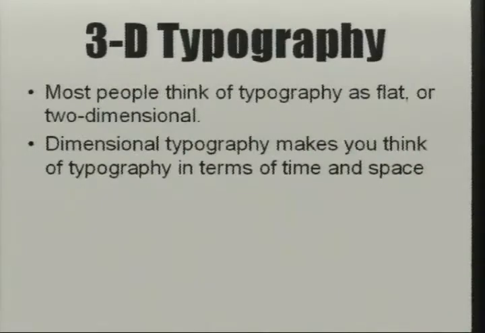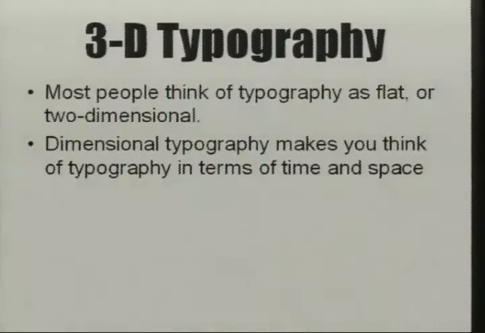Let's see. In my synopsis, I had something about discussing 3D typography. Now, this is something that I've just gotten into recently. Most people think typography is flat or two-dimensional. Dimensional typography makes you think about typography in terms of time and space. Time being, if it's some type of animation piece, the way the type scrolls across the screen, whether it does any rotation or anything like that, that's a different way to look at it than, say, reading this right here. Space, because we'll get into the ways that 3D typography shows space.